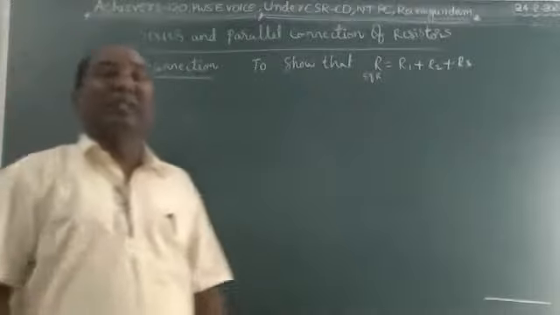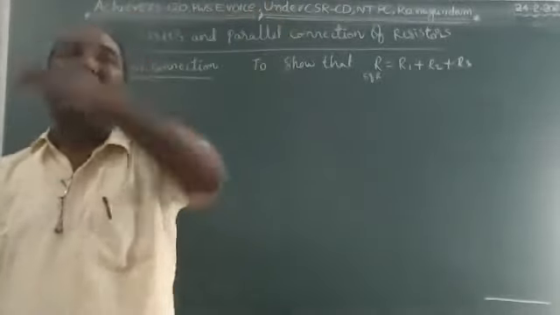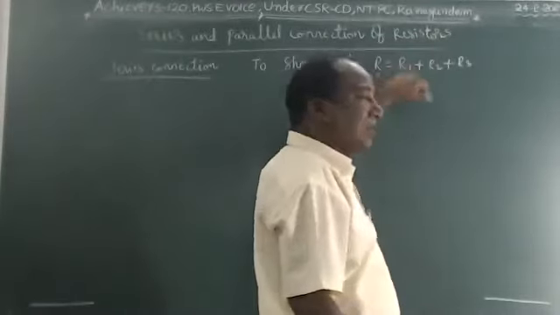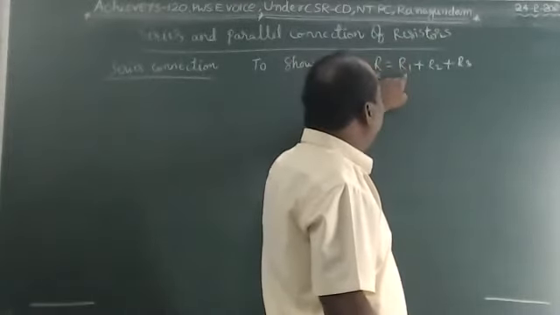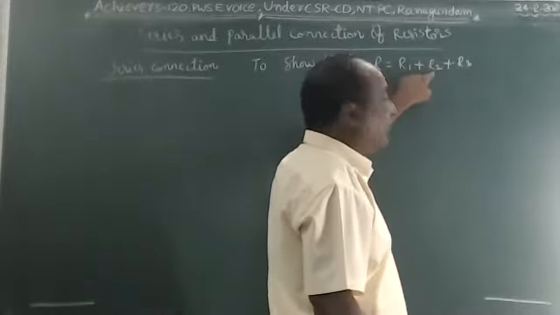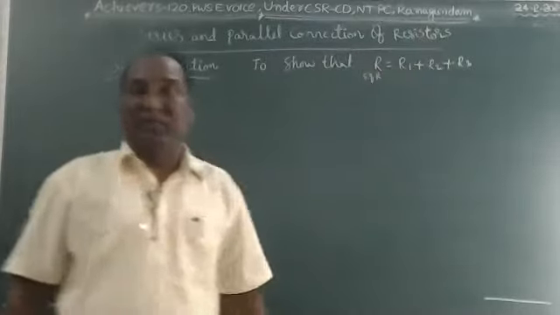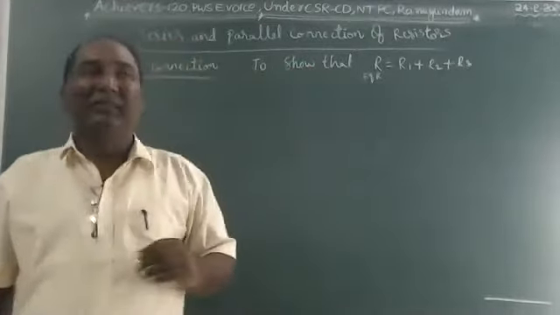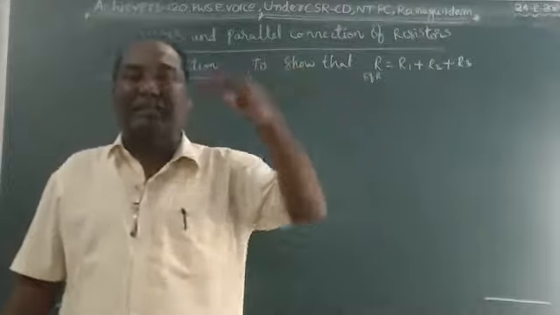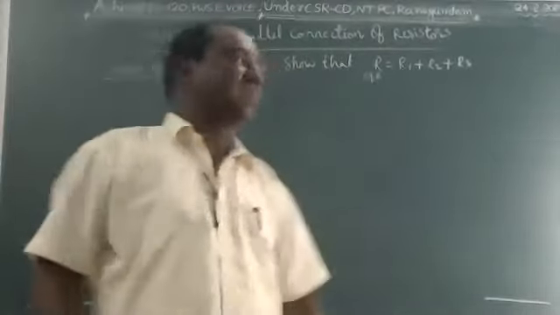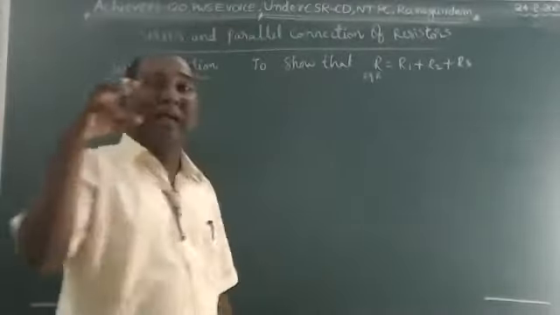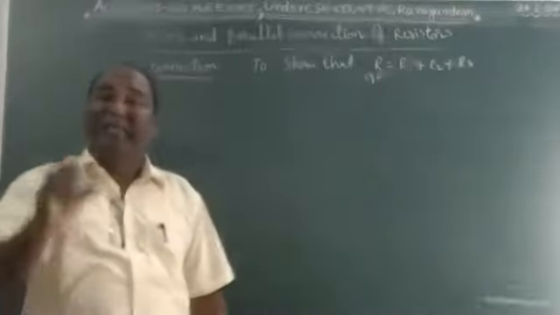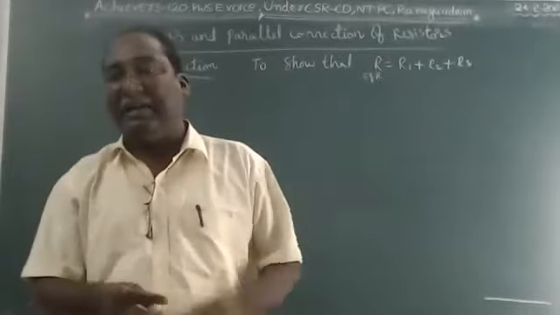In series connection, the current flows in a single path and current flows equally through all the resistors. For example, 1 ampere flows in R1, R2 also 1 ampere flows, and R3 also 1 ampere flows. That means the flow of current in a single path is called series connection. Current I flows equally through all the resistors, but voltage is divided.